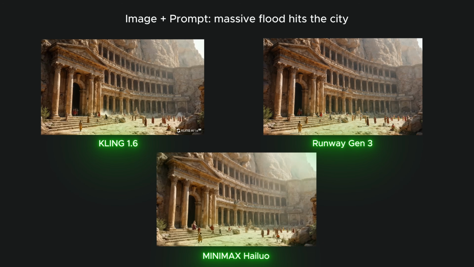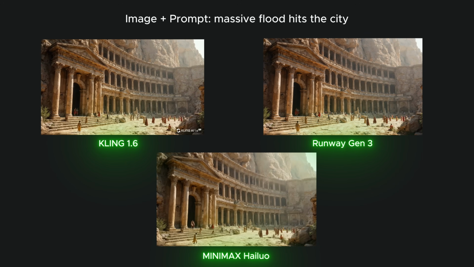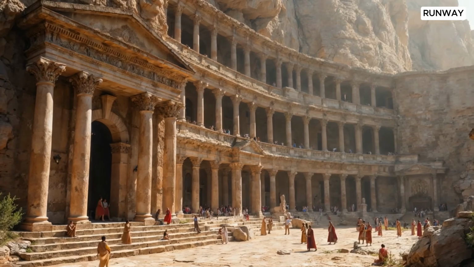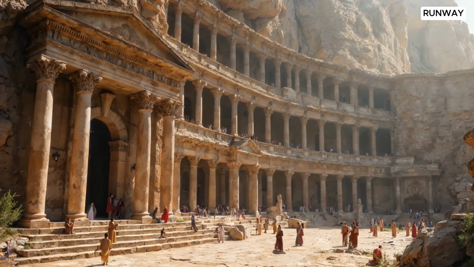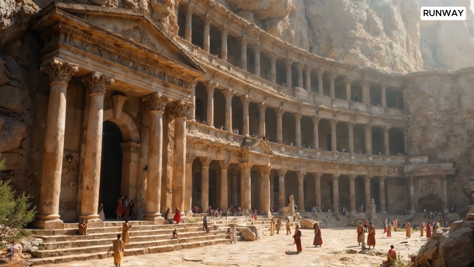In this next challenge, we have an event happening in the scene. We are starting our scene with an ancient city, and then we have a flood hitting the city. Unfortunately, Runway just didn't get the flood and it couldn't reflect what we asked for. And people's movement looks natural, but it's not what we asked for.